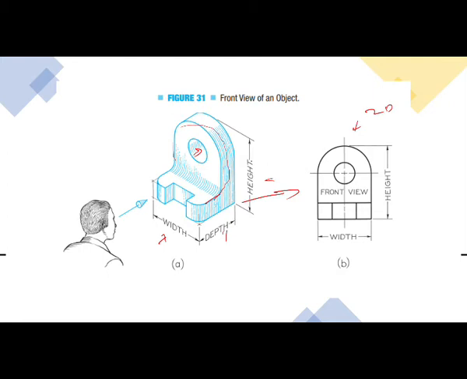So if you convert this 3D object to 2D, we have to draw like this: this circle, this part, and this part. The meaning of this solid line is this line and this line, okay. And this is the center line. It means the circle is at the center of this object, and this is the total width, this is the total height, and this is the front view actually. So this is the way to show any object as a front view.